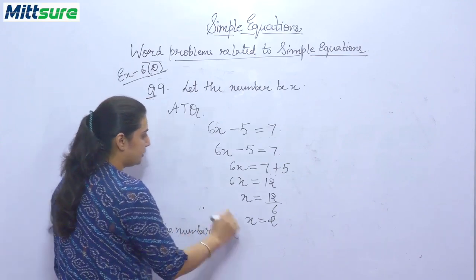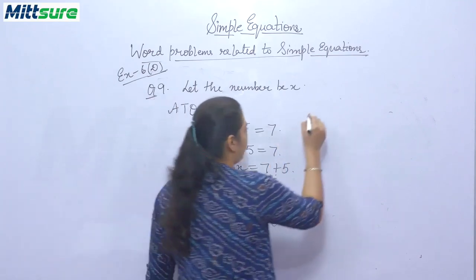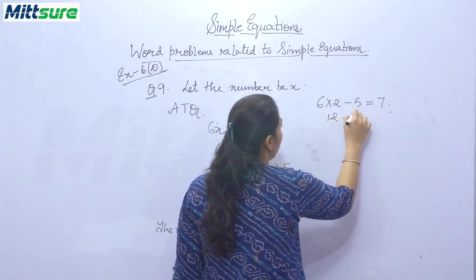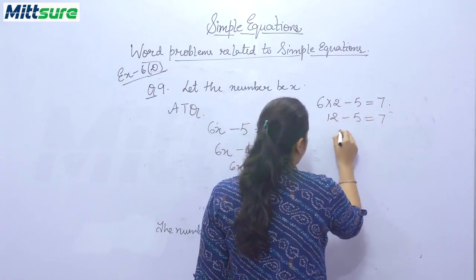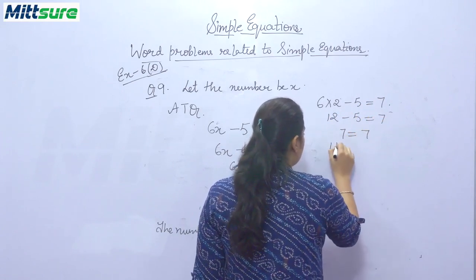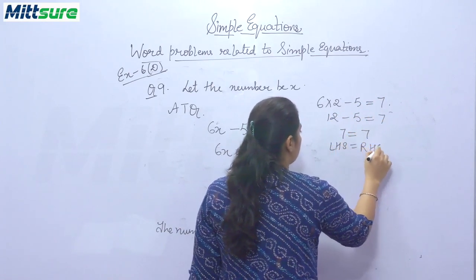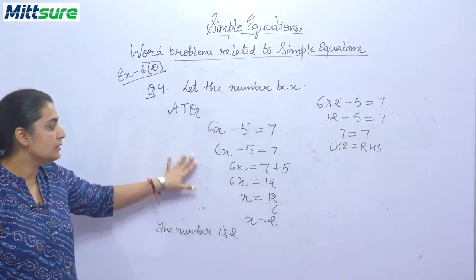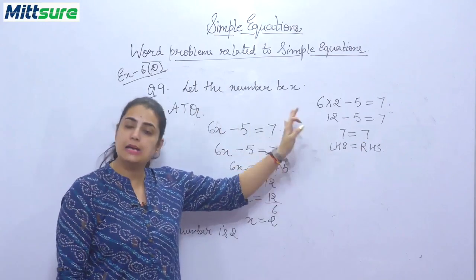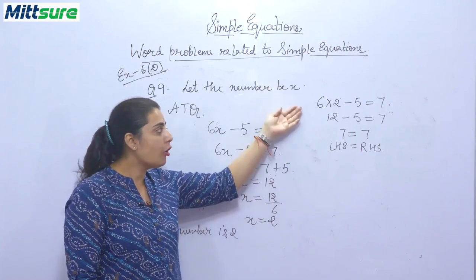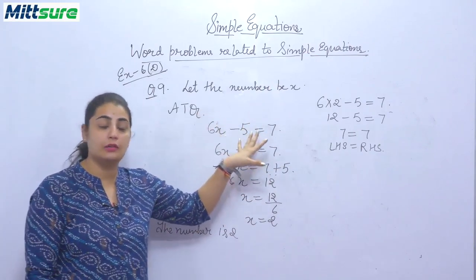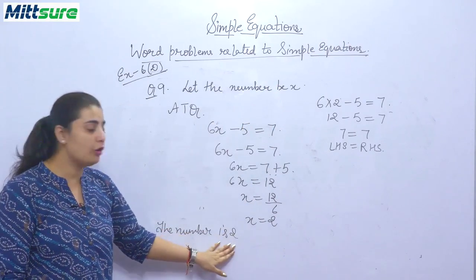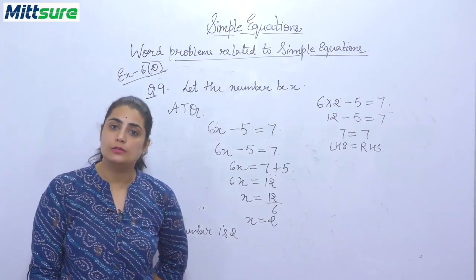Now let us check whether we are getting the same number or not. 6 multiplied by 2 minus 5 equals 7. So 12 minus 5 equals 7. When you subtract 5 from 12, you get 7. That is why LHS is equal to RHS. Hence, the calculation is proper and appropriate. This is how you should check your answer sometimes, to make sure that the steps and equation you have formed are absolutely correct, and the value of the variable that has been calculated is also correct.